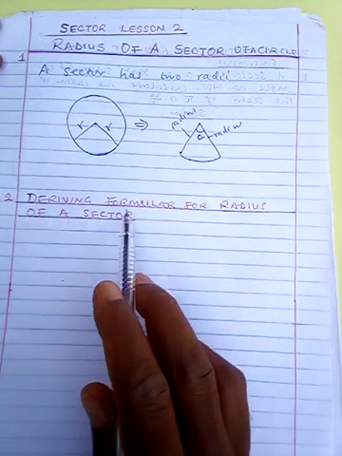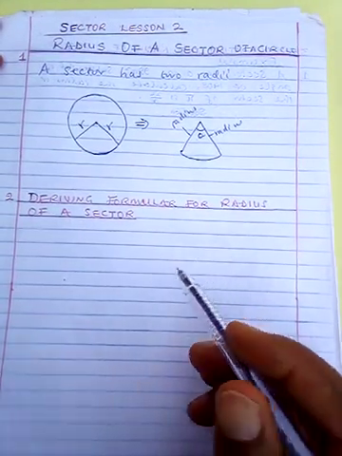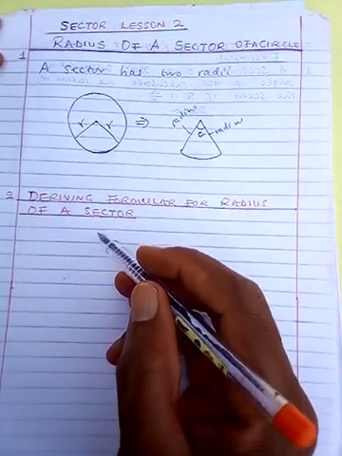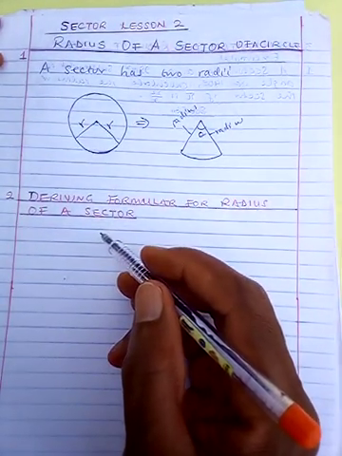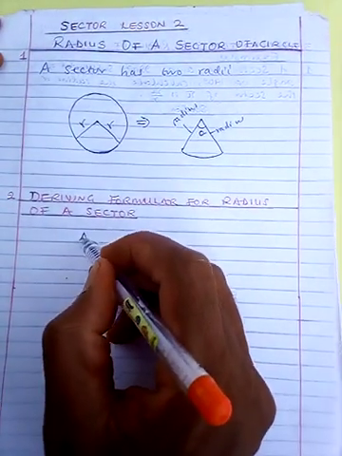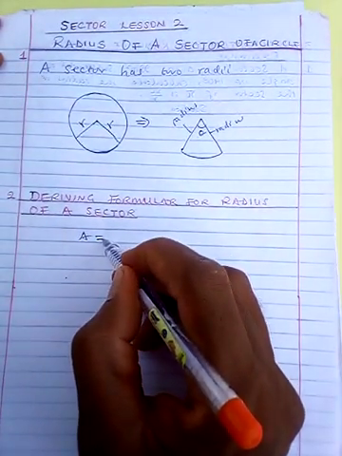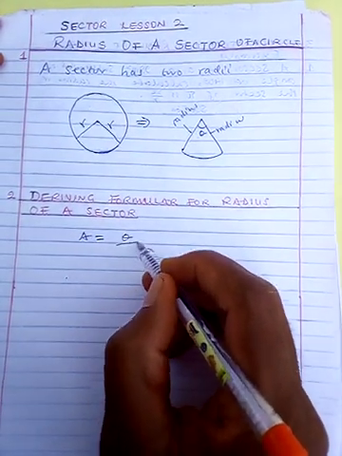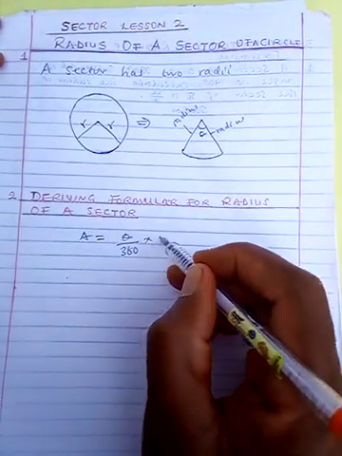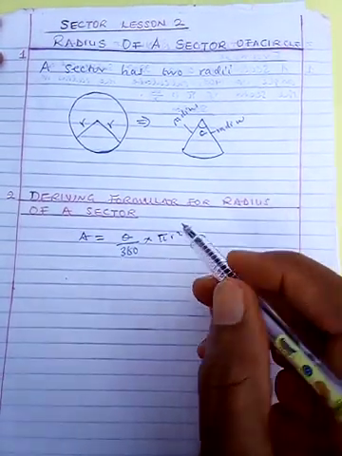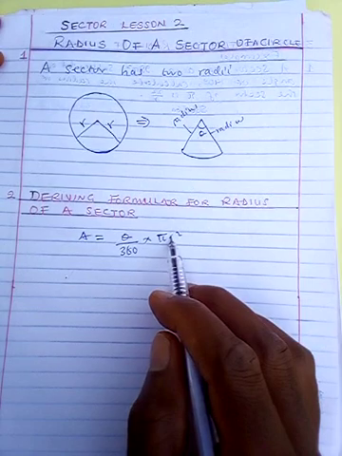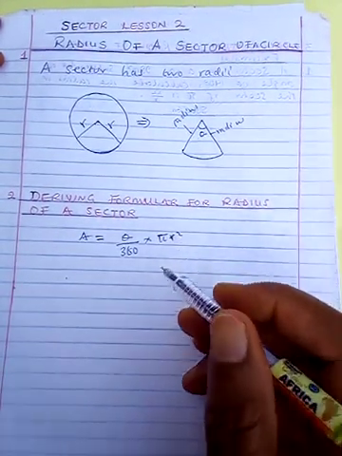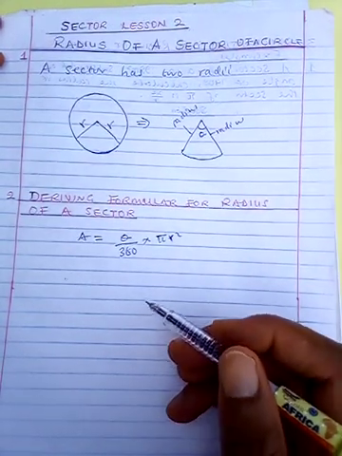So we are going to derive a formula for finding the radius of a sector. First of all, we know that a sector is part of a circle, so the formula for finding the radius of a sector can be derived from the area of a sector. The formula for the area of a sector is area equals theta over 360 times pi r squared. From this formula, we are going to make r the subject of the formula, and then we have our formula for finding the radius of a sector.